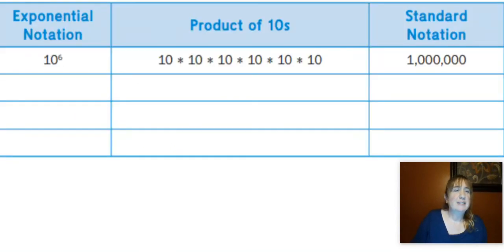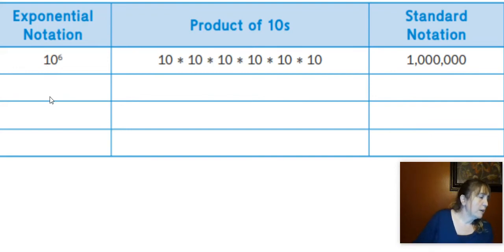So as you can see, it's not so bad. You just kind of pay attention to that exponent and the powers of 10 and to be able to put that together. So you can see here in the table, we have an example already done with us. 10 to the power of 6, this is written in exponential notation. Products of 10, because it's 10 to the power of 6, I would need 6 tens multiplied together. Standard notation would be 1 million, because I would have a 1 and 6 zeros.